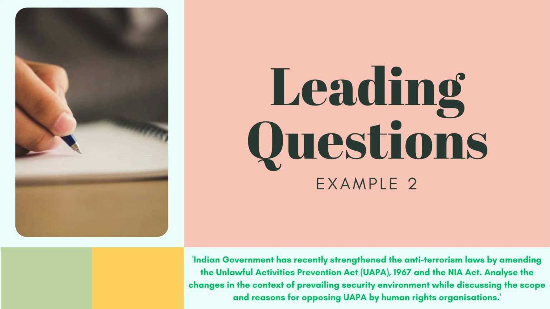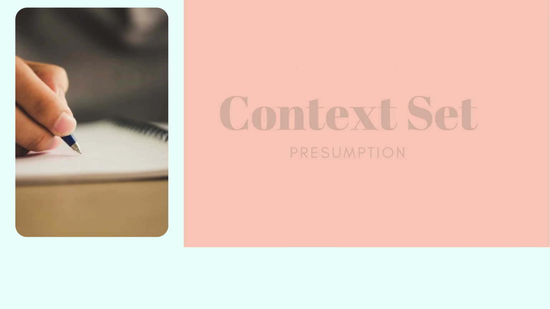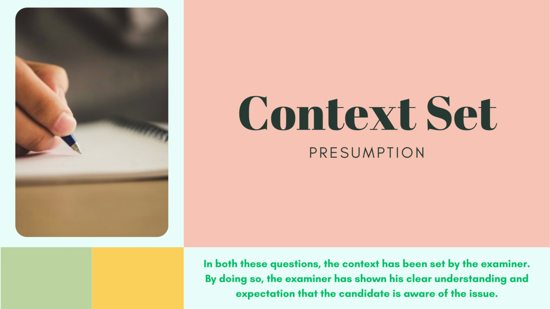Question: Indian government has recently strengthened the anti-terrorism laws by amending the Unlawful Activities Prevention Act, UAPA, 1967, and the NIA Act. Analyze the changes in the context of prevailing security environment while discussing the scope and reasons for opposing UAPA by human rights organizations. In both these questions, the context has been set by the examiner.